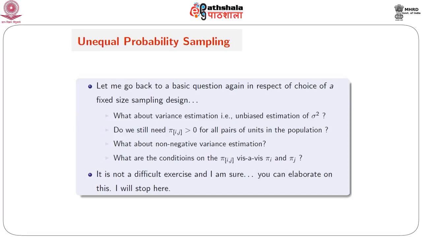For estimation of the variance of the Horvitz-Thompson estimator, there you need pi i pi j greater than or equal to pi ij. That extra condition also creeps in. Of course, that is a sufficient condition, but that helps. On the other hand, for unbiased variance estimation, pi ij positive, that immediately ensures that you have a non-negative variance estimate. I think I will stop now.